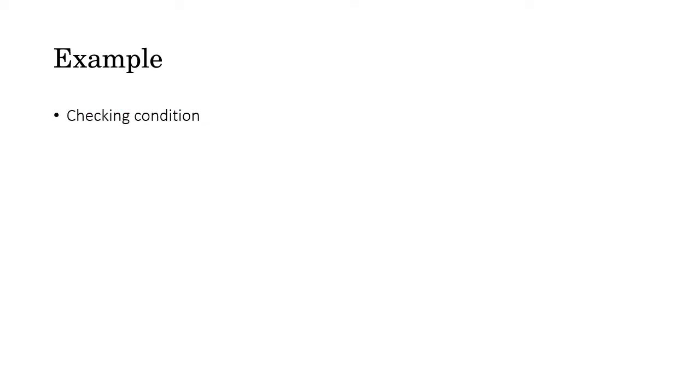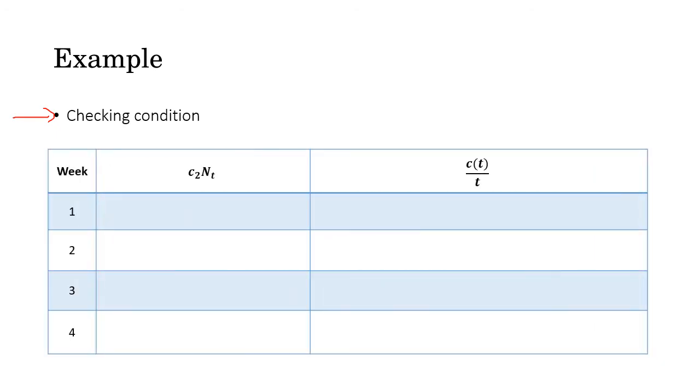So let us check the condition here on this slide by using this tabular format. In column 1, I have mentioned the week number. In the second column, I have mentioned the left hand side of the condition, C2 into NT, or the cost of individual replacement. In the third column, this is the average cost of group replacement. Okay, so let us start calculations from week 1.